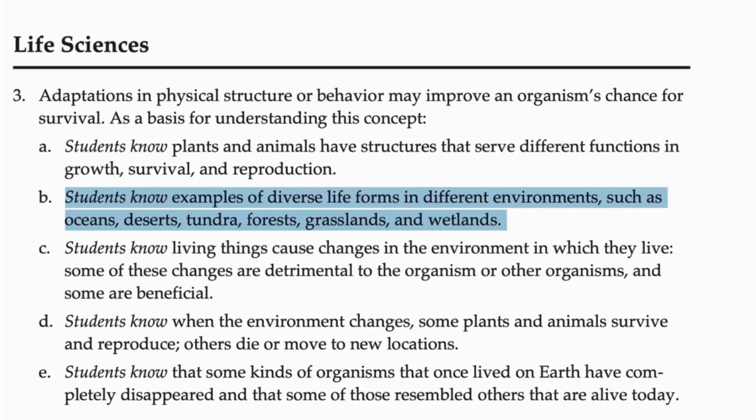The Tiny Zookeeper Tales assignment is designed around a standard for California public schools. The standard is for science at the third grade level, and you can find this standard under Life Sciences 3B. Students know examples of diverse life forms in different environments, such as oceans, deserts, tundra, forests, grasslands, and wetlands. Since students are required to research an animal for this assignment, we think that this is one of many assignments that teachers could use in the classroom to help students achieve this Life Science 3B standard.